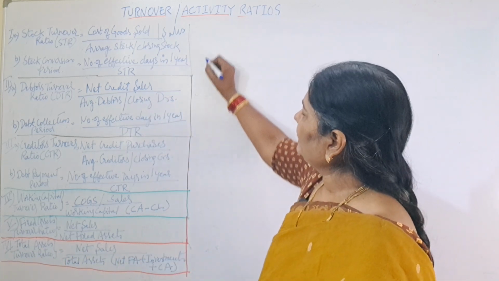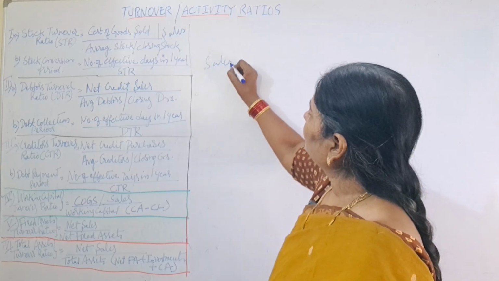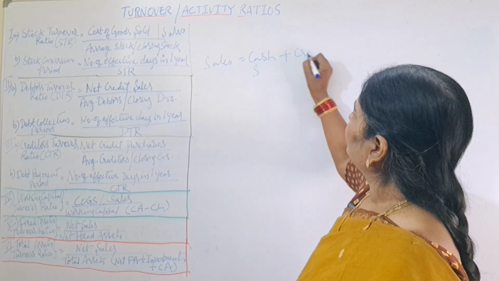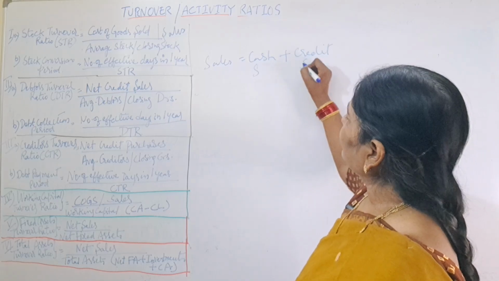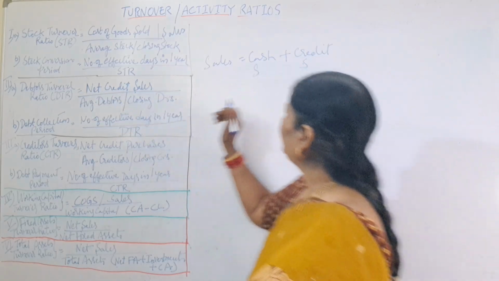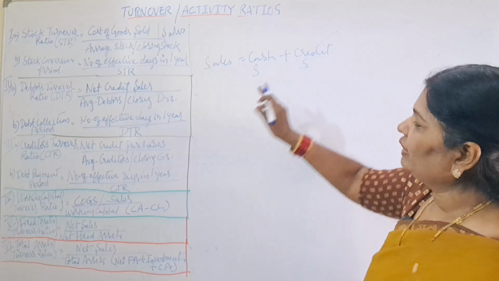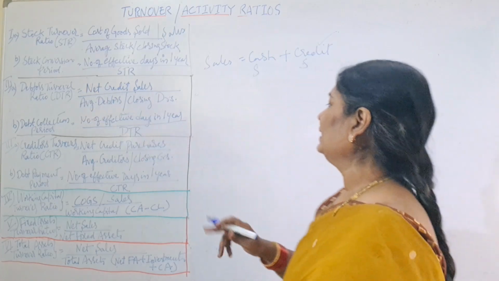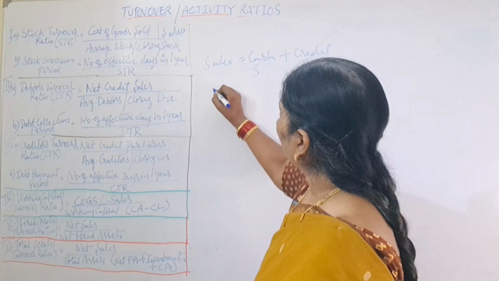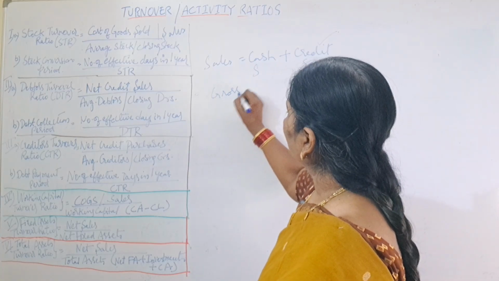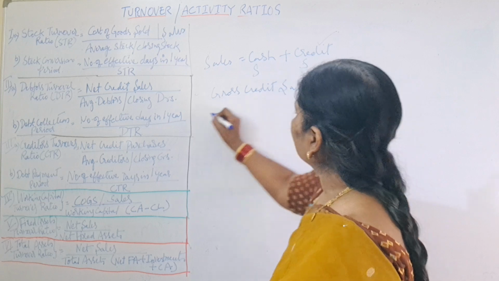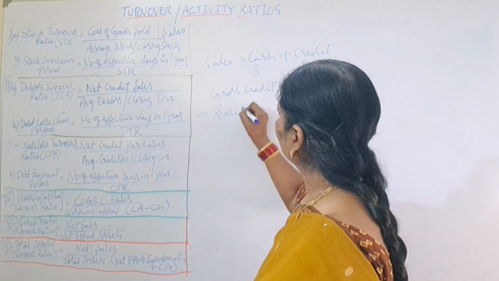You will make sales, right? Sales includes cash sales plus credit sales, right? But when you are calculating DTR, you have to take only credit sales. We should not take cash sales. Here it is mentioned net credit sales. Net credit sales means out of gross credit sales, you deduct sales returns also, right?